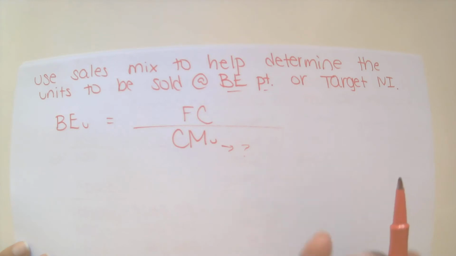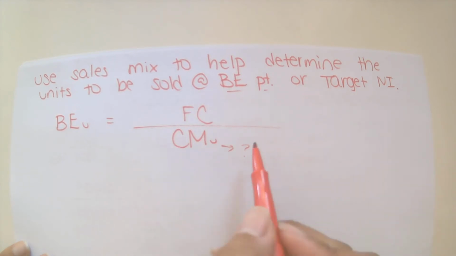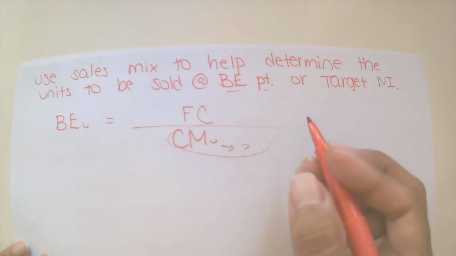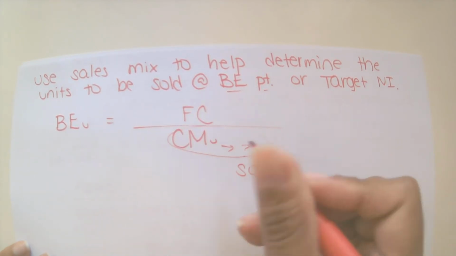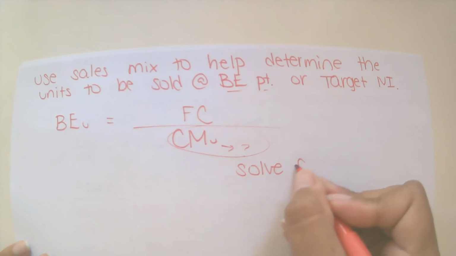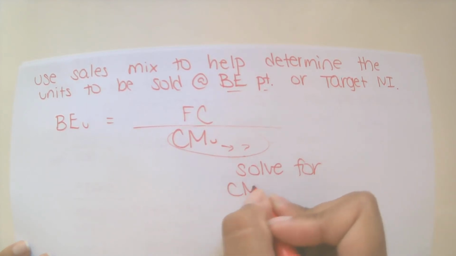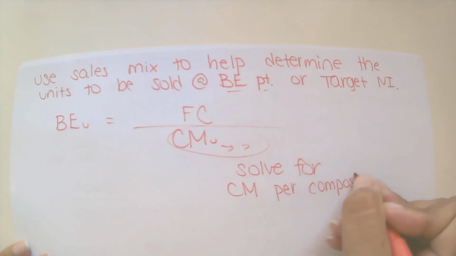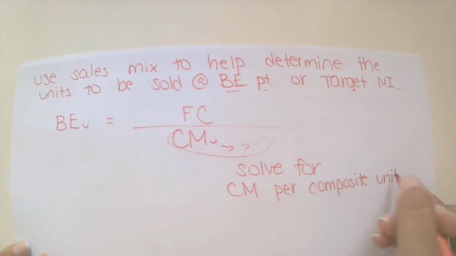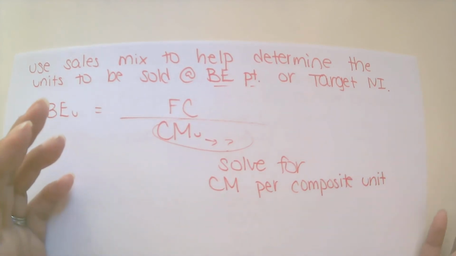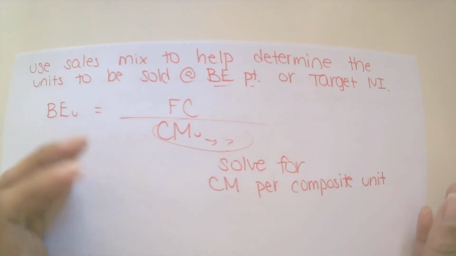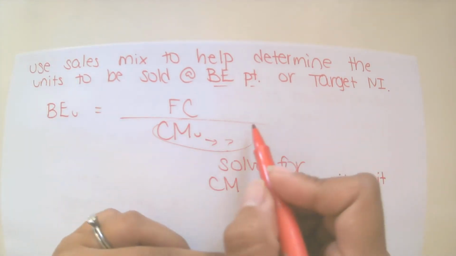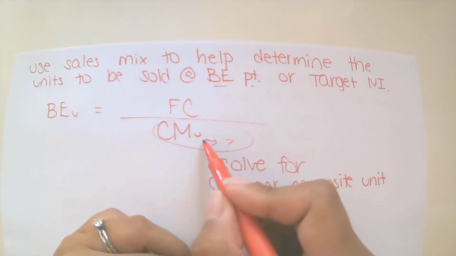Which units? We have multiple units. So in order to answer this part of our break-even formula, we have to solve, and we're going to use the sales mix to solve for the contribution margin per composite unit. Composite unit. Basically, we're taking all the units the company sells, maybe it's 2, maybe it's 5, maybe it's 100, and we're going to average them to find out the average contribution margin per unit.